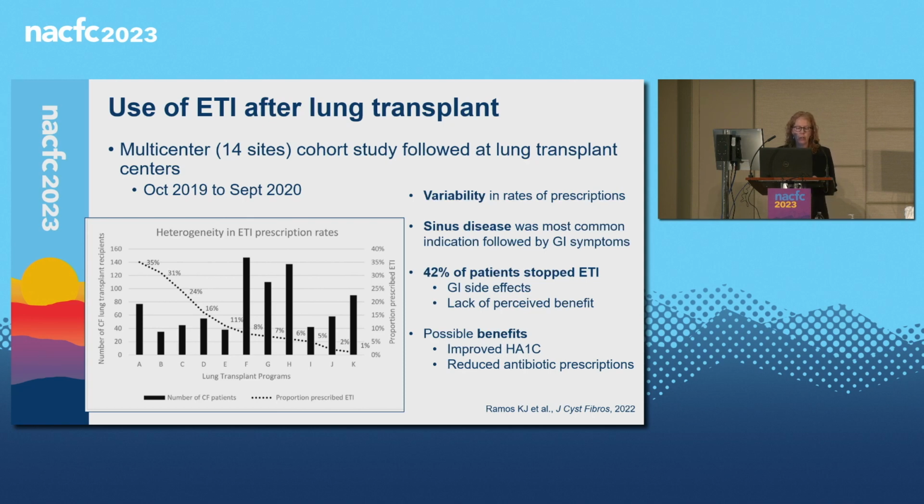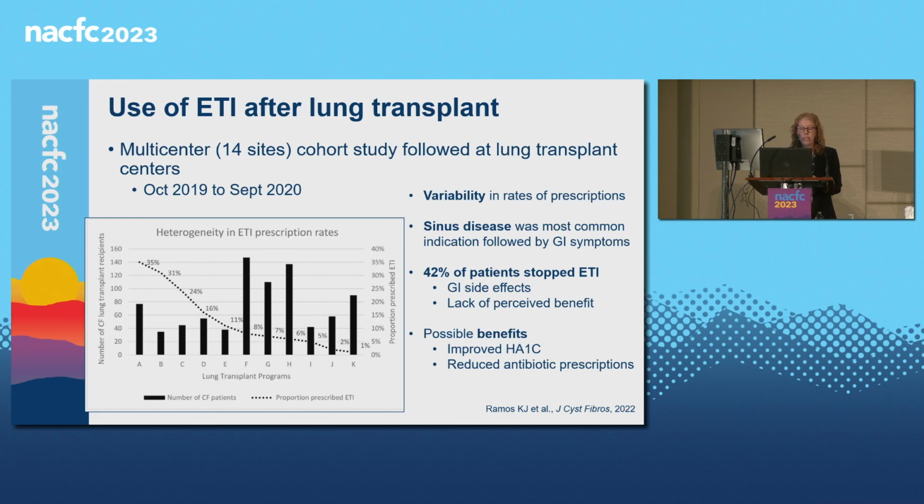This figure shows on the x-axis the lung transplant programs, and on the y-axis the bars represent the number of transplant recipients followed at those centers, and the dashed lines represent the proportion of people who are prescribed ETI after transplant. So the first thing is that the rate of prescription of ETI after transplant is highly variable, ranging from essentially nobody to some centers where 35% of individuals are prescribed this medication.